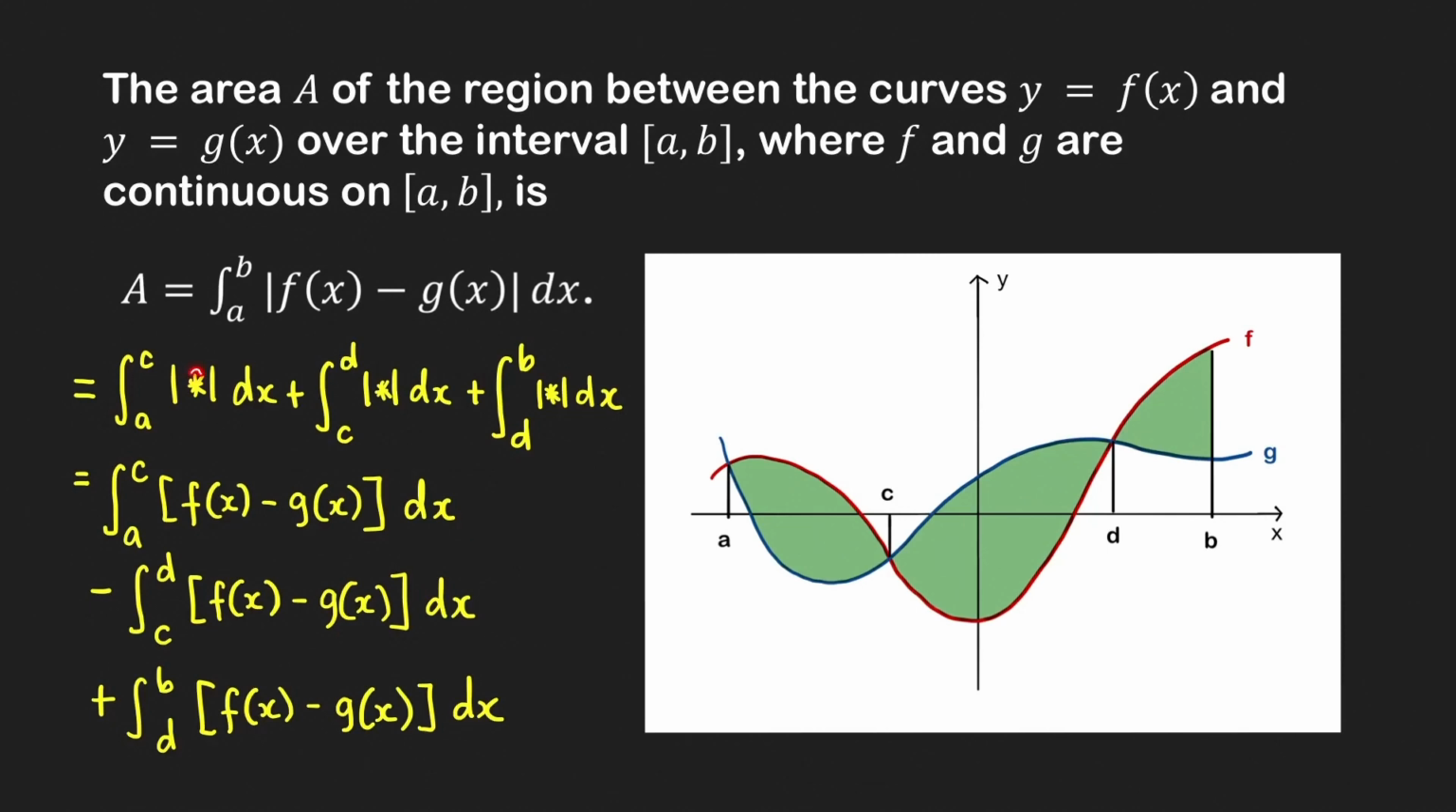So if we know that this expression is less than or equal to 0 on the closed interval AC, then the absolute value of that expression is the negative of that expression. But if this is greater than or equal to 0, then we can just get rid of the absolute value bars. Let's have some examples.